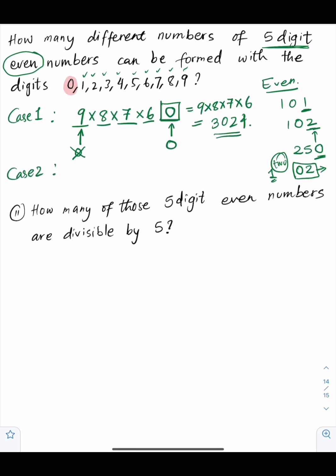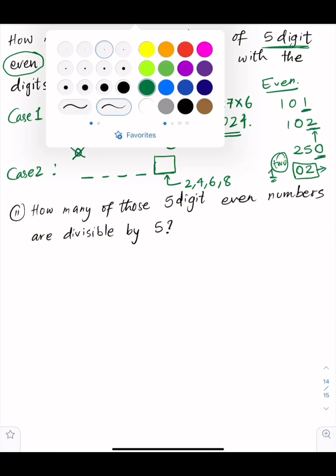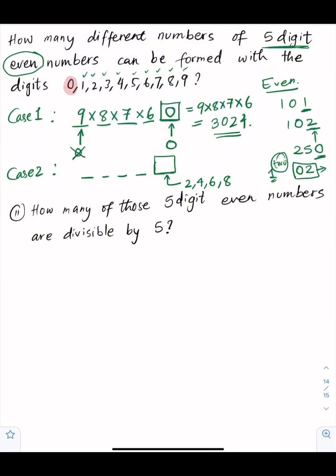Now what is case 2? You have a 5-digit number, but it is not compulsory that the last digit has to be 0. That's just one case. The other case is that the last digit can be occupied by any even number, which is 2 or 4 or 6 or 8. So from the available digits, these are the even numbers. You have 4 options here, so you need to count 4 times.